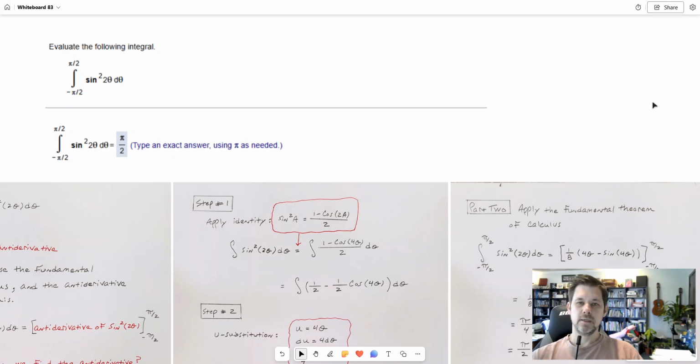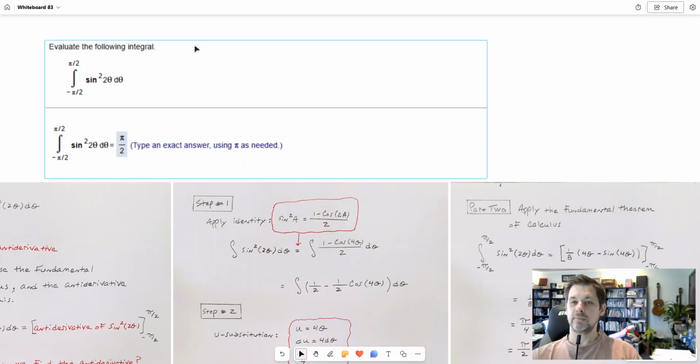Hello everyone. So what you see here at the top is a problem that somebody sent me from our assignment on MyMathLab. And I think it's a good problem to do, and I want to show you how to do it. So here goes. It's a definite integral. I've got sine squared 2 theta. Bounds are theta is negative pi over 2 to positive pi over 2. And I've got the answer right there.